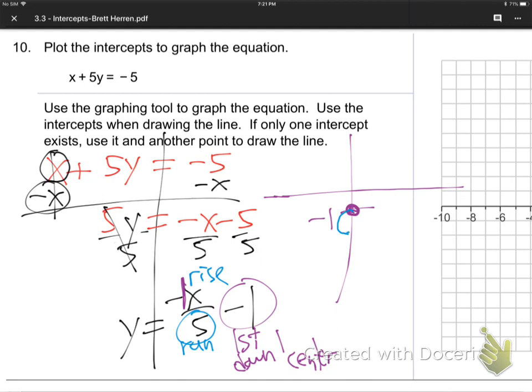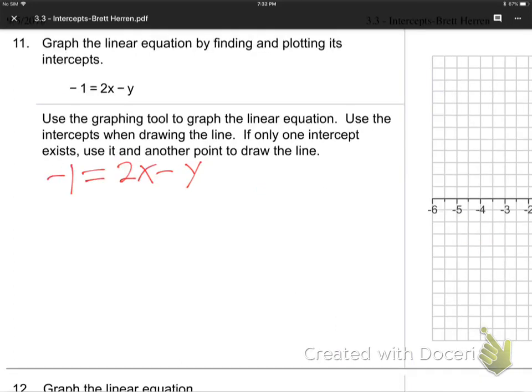So down 1, over 1, 2, 3, 4, 5. So I went down 1, right 5, and then connect it up. We good? All is well? Questions on that? Let's try it again, so you know the plan. Get y alone, and then you can do the graph thing when you get the 3 numbers.